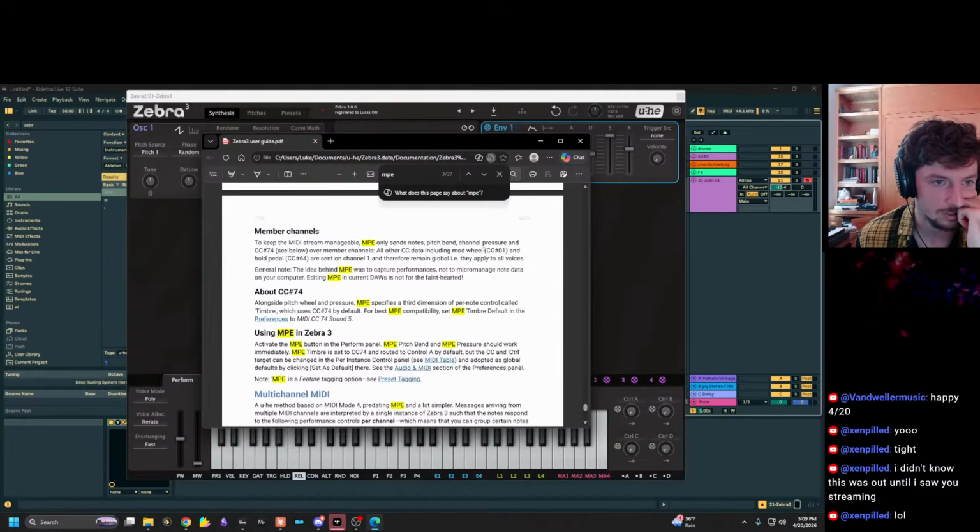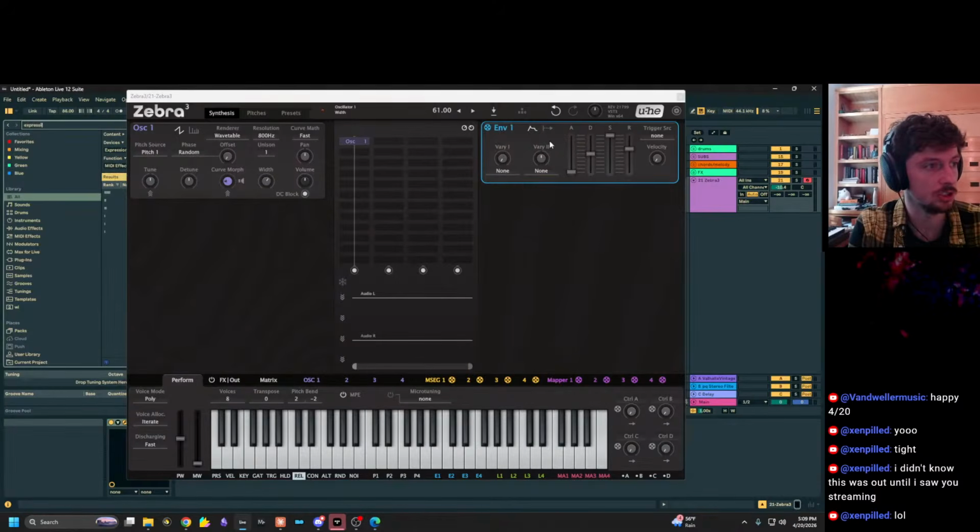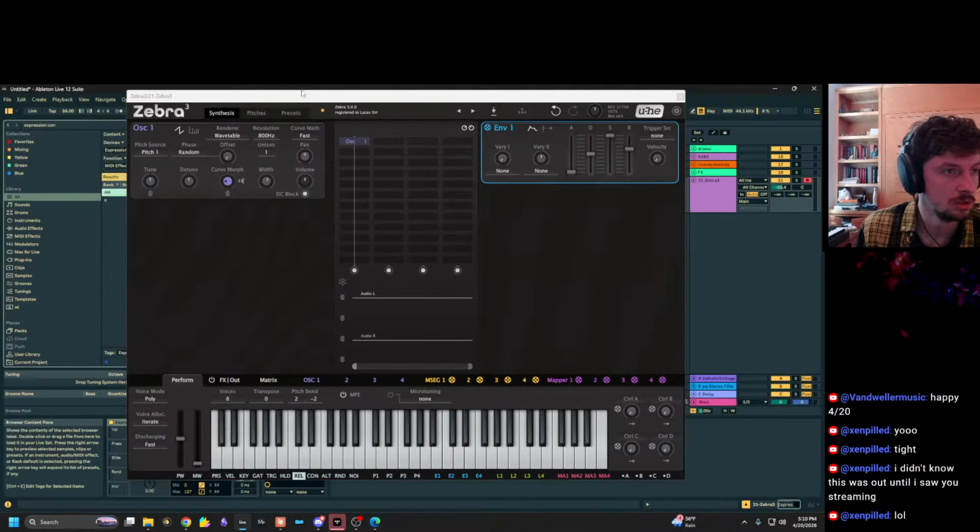Okay, so all other CC data, including mod wheel, are global and apply to all voices. Right. So you have pitch bend, duh. And then channel pressure is like something you can map to something, and CC74 is like its other thing. I think in Ableton it's called, there's pressure glide. I mean, there we can expression control.